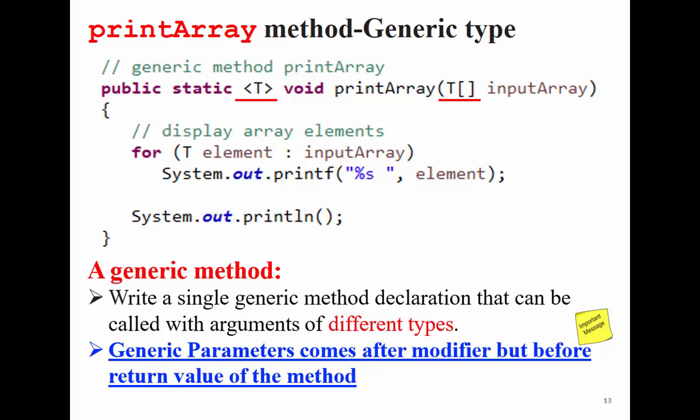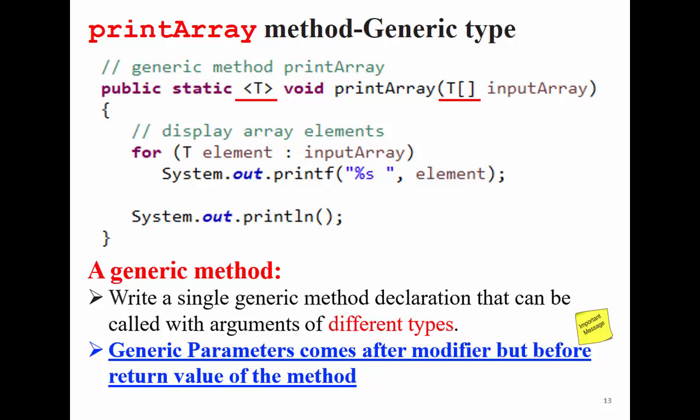For any type. When I need to print an integer or a character version, I just put integer between angle brackets, and wherever I see T, I put integer. So this is a parameterized type for writing the method, and you can see the generic parameters come after the modifier and before the return value.